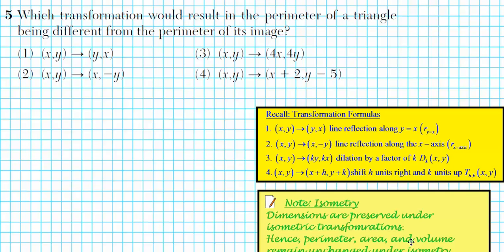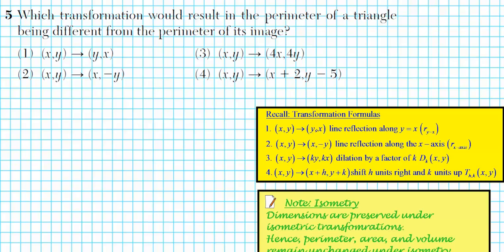Okay, let's take a look at question number 5, the last in this review installment. It says, which transformation will result in the perimeter of a triangle being different from the perimeter of its image? Okay, so let's see here. One thing you want to remember is your transformation formulas. So we have 4 of them listed here.